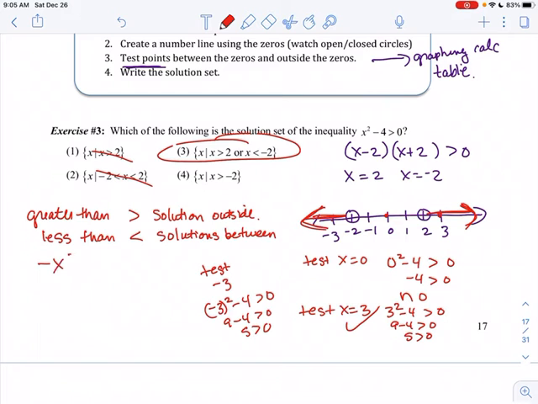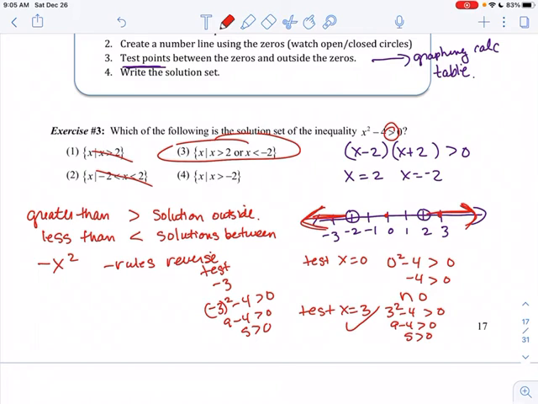And the only difference is if it's a -x squared, the rules reverse. Whenever you get your factors and you get your zeros, if it's greater than, your solutions are outside the zeros, and if it's less than, your solutions are in between the zeros. So on this one right here, I have my greater than. See how that's greater than? So if it's greater than, your solutions are outside the zeros. If it's less than, your solutions are in between the zeros.